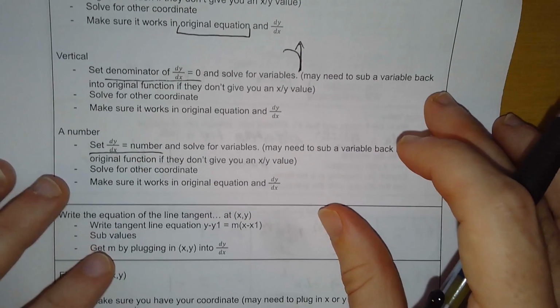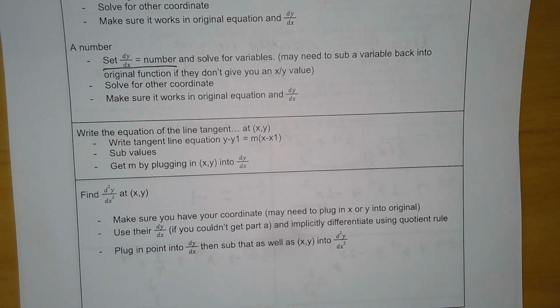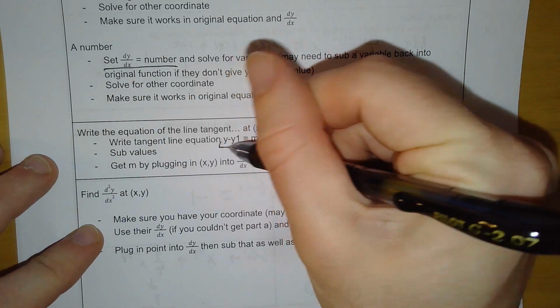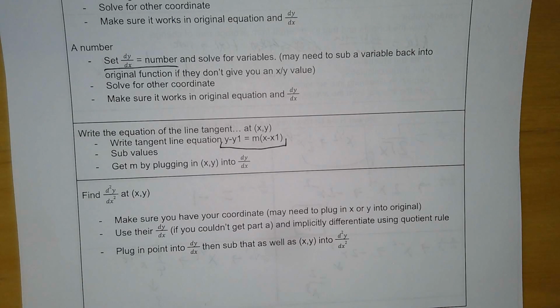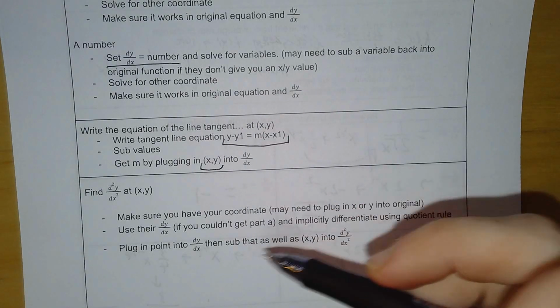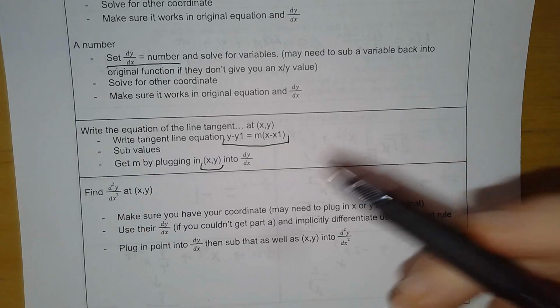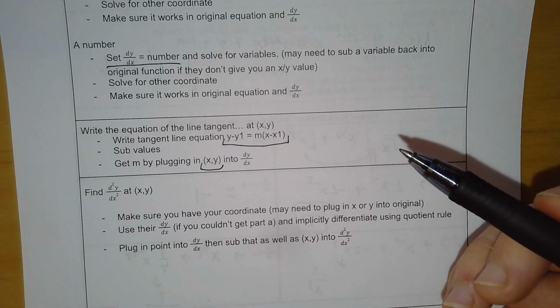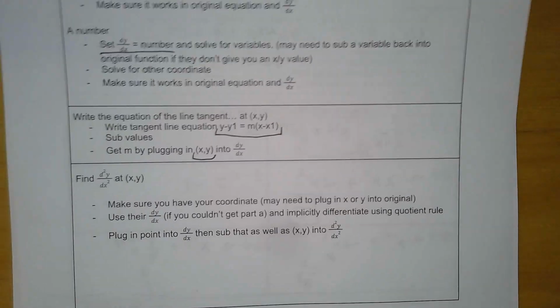You need to be able to write the equation of a tangent line using the derivative, which is just the formula that you know, y minus y1 equals m times x minus x1. You get m by plugging that coordinate into the derivative. Sometimes it might just give you the x, in which case you plug that into the equation to get the y. Once you have the x and y, you plug into the derivative. That's how that works.